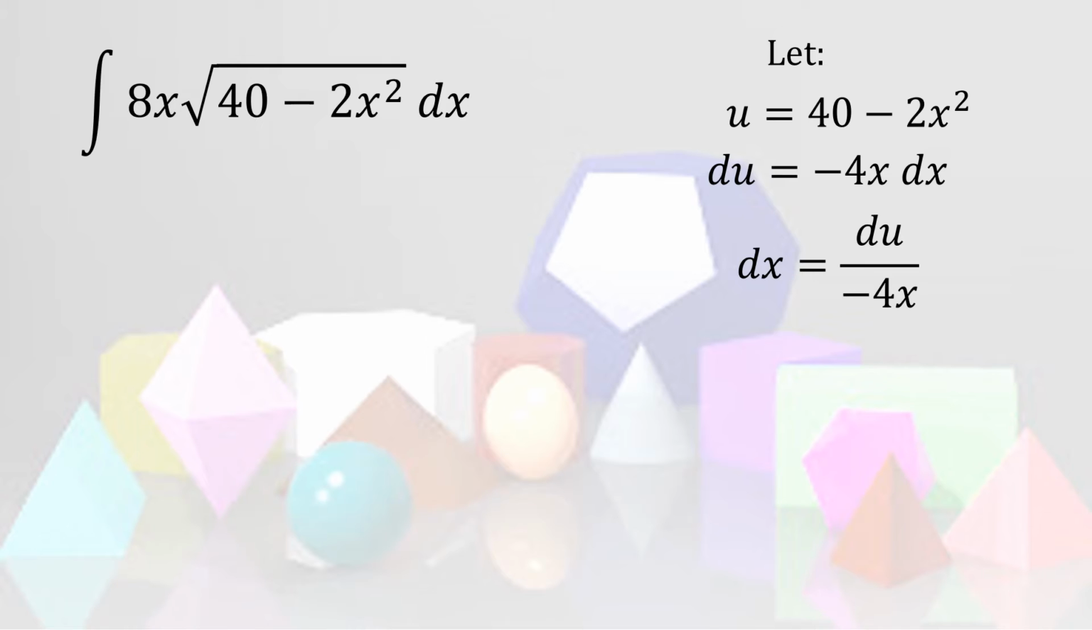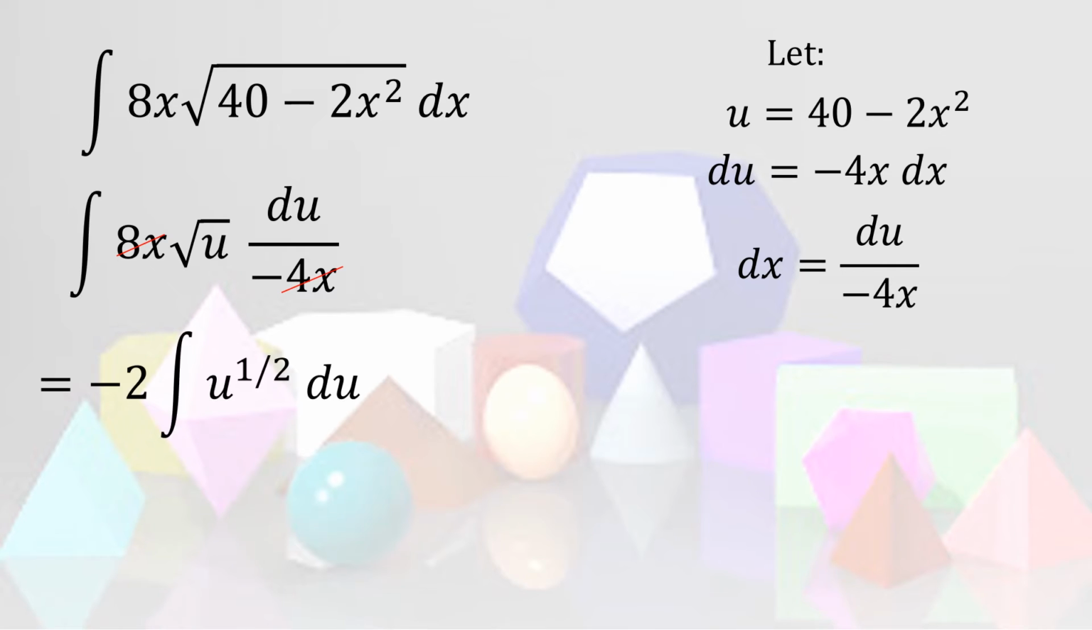Then we are going to substitute all the values. So we will be getting the antiderivative of 8x times the square root of u du over negative 4x. In here, we can cancel 8x and 4x. 4x will become 1 and 8x will become negative 2. So since we have negative 4x, negative 2 will be written before the integral symbol. So we have negative 2 times the integral of square root of u.